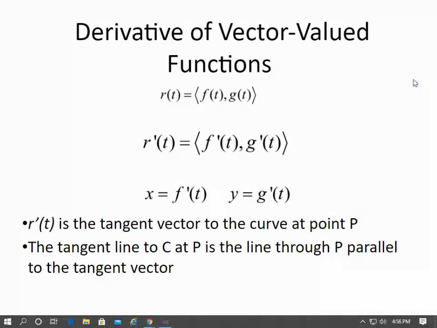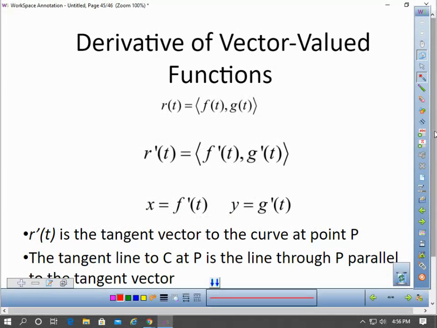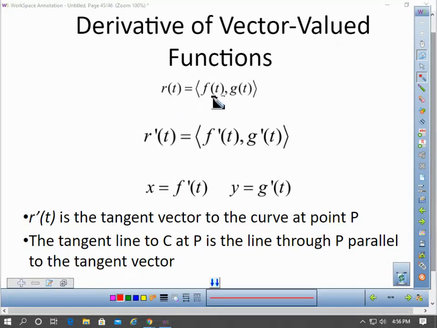Now, you can take derivatives of vector valued functions. So if we have our vector valued function, r of t equals f of t, g of t, then obviously the derivative r prime of t is going to be f prime of t, comma, g prime of t. So all you're doing is taking the derivative of the x-coordinate, the derivative of the y-coordinate. There you go. That is your derivative of your vector valued function.